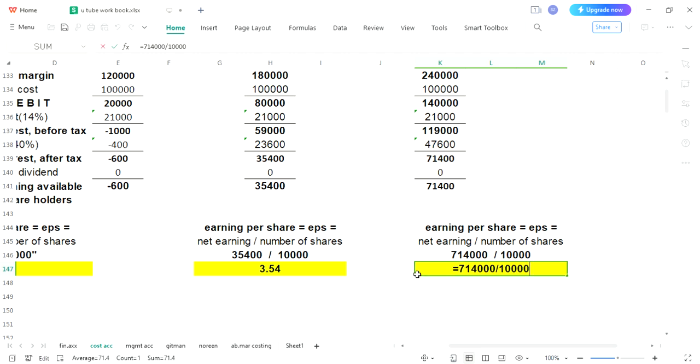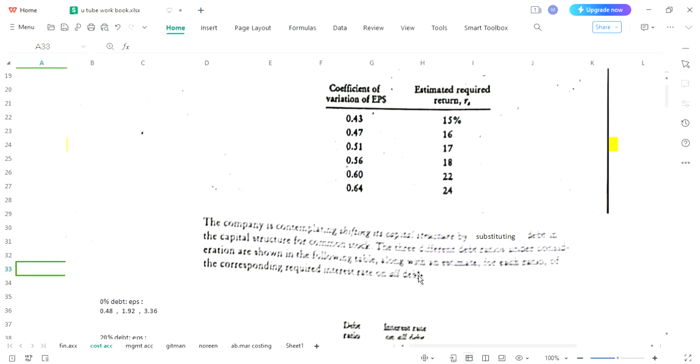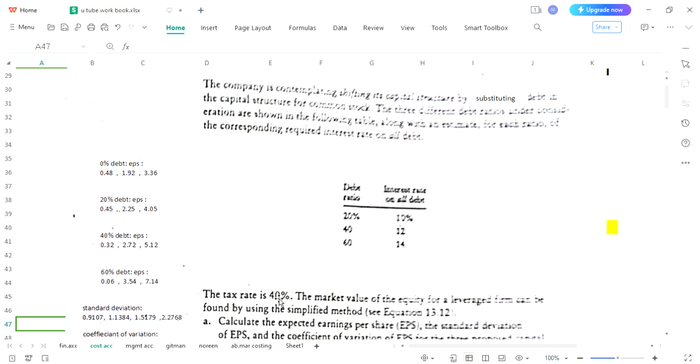Number of shares 10,000 and net earning was 71,400. So we have got 7.14 last earning which we have calculated, EPS which we have calculated 7.14. So it means this first part, A part was to calculate EPS. First part has been calculated. We have 4 different options of 0% debt, 20%, 40 and 60% debt, and then for each proportion we have calculated EPS for 20% debt ratio, 40% debt ratio and 60% debt ratio. In this way this part has been completed.